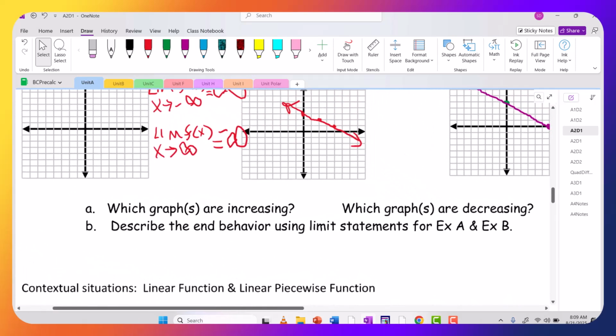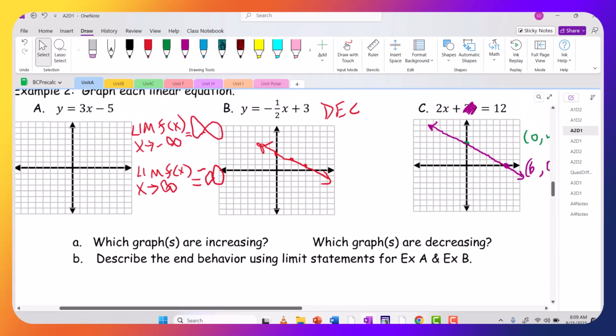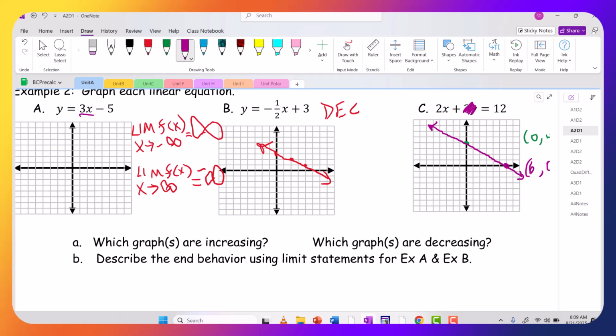Okay, which of these graphs are increasing? Well, I didn't do the first one, but this would be increasing because that has a positive slope. Pretty simple. All right, which graphs are decreasing? That's B and C.